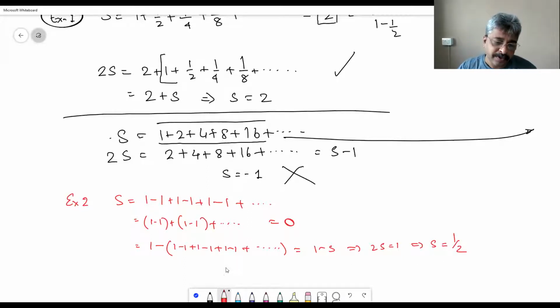And how do you get answer 1? Because this bracket is 0. Therefore, the answer is 1. So you have answer 0, you have answer half, you have answer 1.